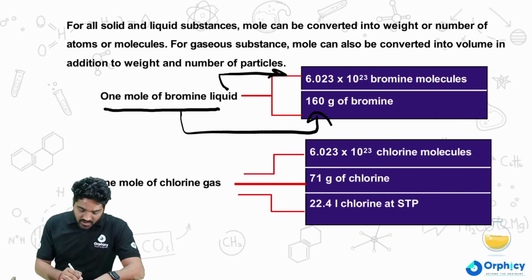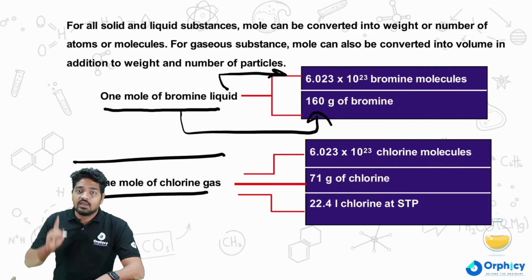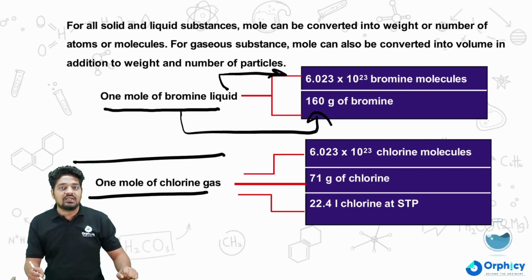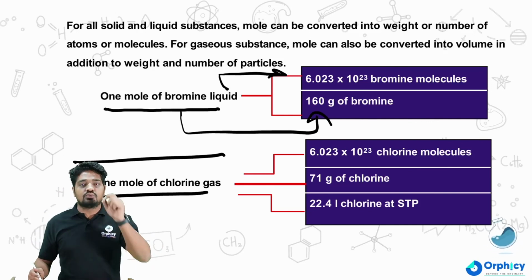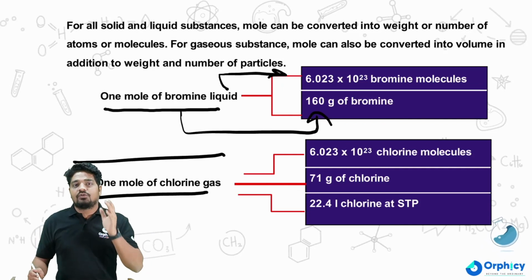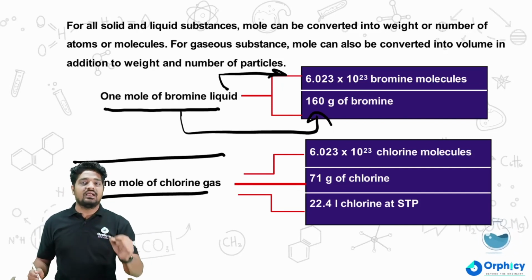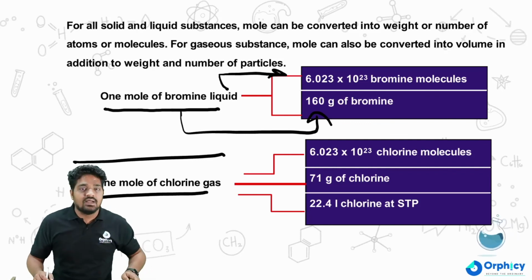Alright, so अगर मैं तीनों के फॉर्म में रिप्रेजेंट करता हूं तो 1 mole of chlorine gas will have 6.022 into 10 to the power 23 chlorine molecules. 1 mole of chlorine gas will have a mass of 71 gram, and 1 mole of chlorine gas will have 22.4 liter of volume at STP. So I think this is completely clear to you guys.